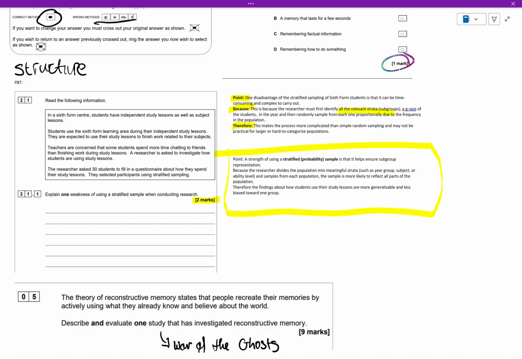So for example, there could be a race bias if you're not using stratified sampling. There could be a gender bias, or there could just be a general bias towards another group of people that do, for example, math and economics, but not psychology, because there might not be enough psychology students in the sample. Therefore, it's not reflective of the psychology students in the year.